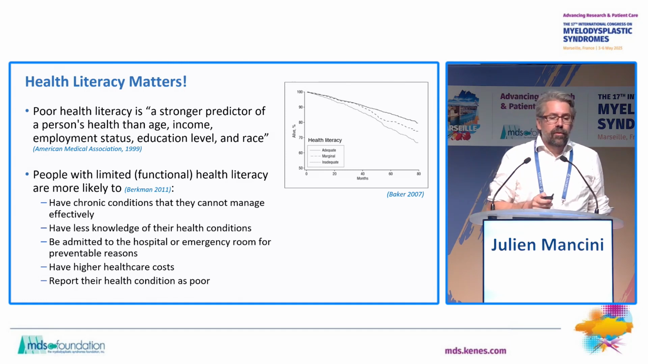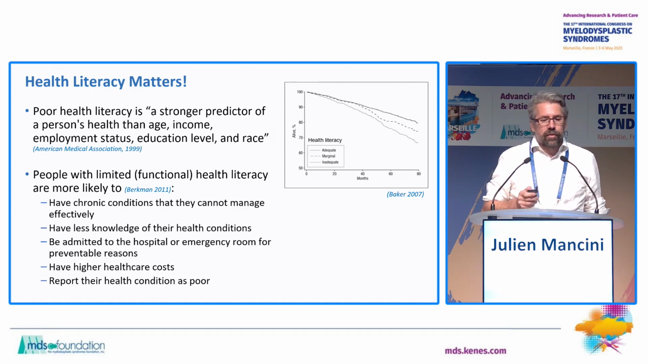And if we look, for example, at the results of a meta-analysis with a lot of studies, people with limited functional literacy, because most of the studies only use this kind of measure, are more likely to have chronic conditions they do not manage effectively, have less knowledge, of course, of their condition, but also are more often admitted to the hospital or emergency room for preventable reasons, with higher healthcare costs. That's why there is also an interest from politics in trying to move in this context. And globally, they are more likely to report their health condition as poor.